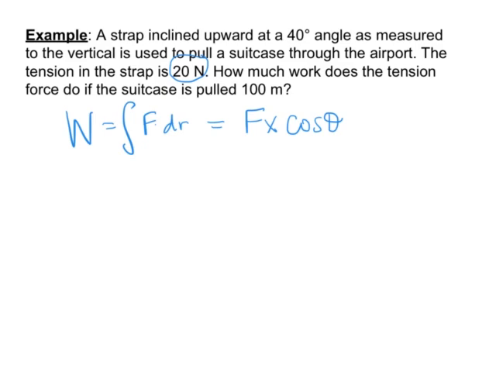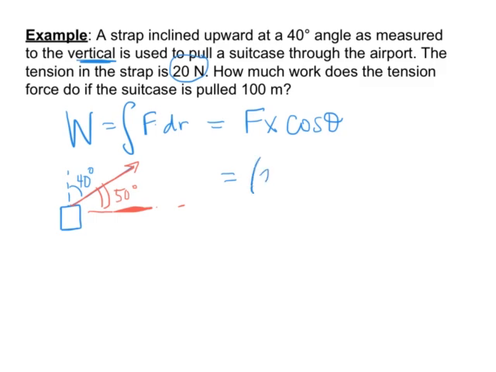I'm going to just do a quick sketch here. So we have this suitcase, and we are pulling it with a strap, and the strap is inclined upward at an angle of 40 degrees measured to the vertical. Okay, so that means that this angle is 40 degrees. Got to be careful there because the motion is this way and the force is this way. So this is actually the angle that I need in order to use this equation. So I've got to make sure that I use 50 degrees in my calculation.